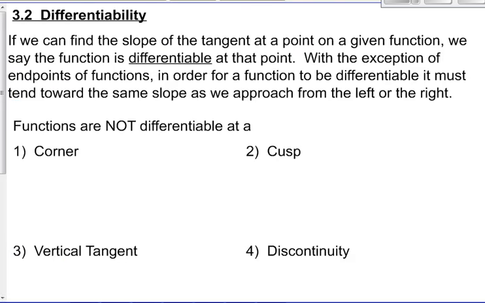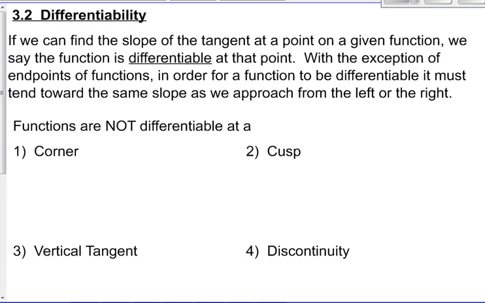The next thing we talked about was in 3.2, differentiability. So differentiability means, can you find the slope of the function? If we can find the slope of the tangent at a point on a given function, we say that the function is differentiable at that point. And differentiation is just the process of taking the derivative. So if it's differentiable, you can find the derivative or the slope at that point.